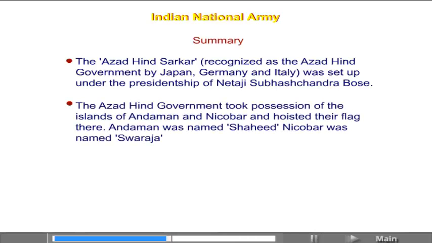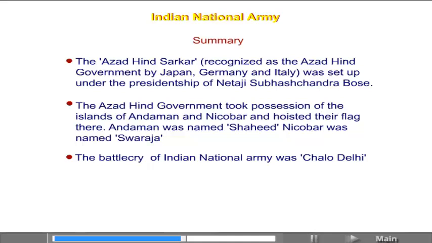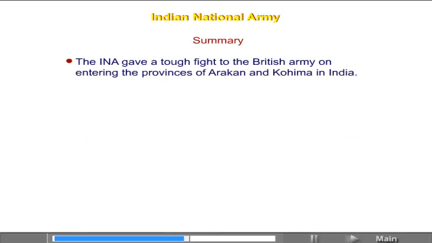The Azad Hind government took possession of the islands of Andaman and Nicobar and hoisted their flag there. Andaman was named Shaheed, Nicobar was named Swaraj. The battle cry of the Indian National Army was Chalo Delhi. The INA gave a tough fight to the British Army on entering the provinces of Arakan and Kohima in India.